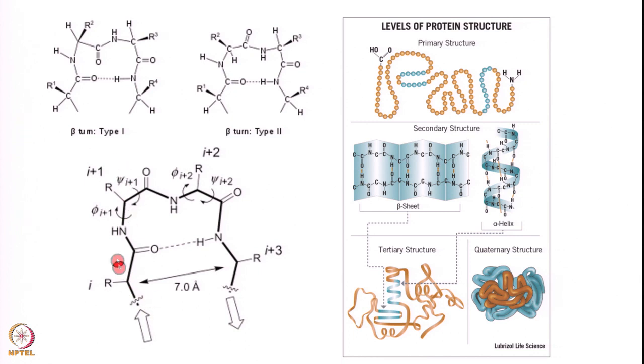Okay. And when the chain turns around and comes back here, you see this distance is roughly about 7 angstroms. So, one can calculate various kinds of structures depending upon the configurations. If the hydrogen bond has to be formed, this puts a limit on the distance, because from N to O, this distance cannot be more than about 3 angstroms, 2.8 to 3 angstrom. This nitrogen to this oxygen will be about 2.8 to 3 angstrom, that defines the hydrogen bond. And once you have that, this is the C alpha carbon, this is the C alpha carbon, and this distance is approximately 7 angstroms.